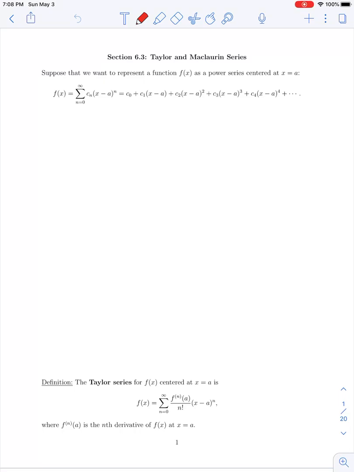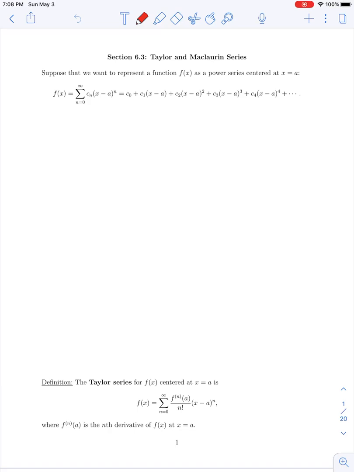Okay, in today's lecture we're going to cover the first part of the section 6.3 material on Taylor and Maclaurin series. So the goal of this section is to come up with a power series representation of a function which does not rely on us making use of the form of the sum of a geometric series.